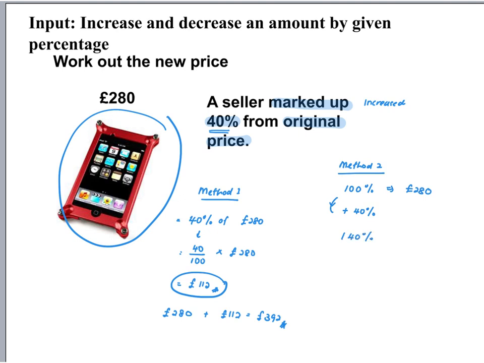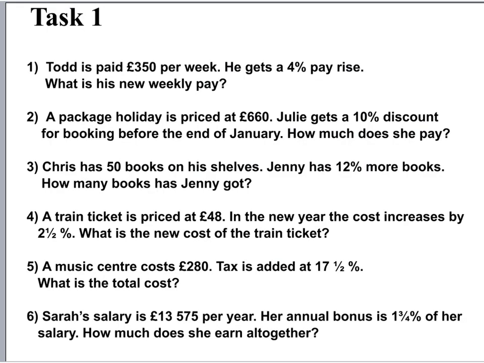So we now don't pay 100%, but we pay more. We are paying for 140%. So what is 140% of 280? So 140% means 140 over 100 times 280. So use your calculator, take 140 divided by 100 times 280, and you would get £392. That's it.